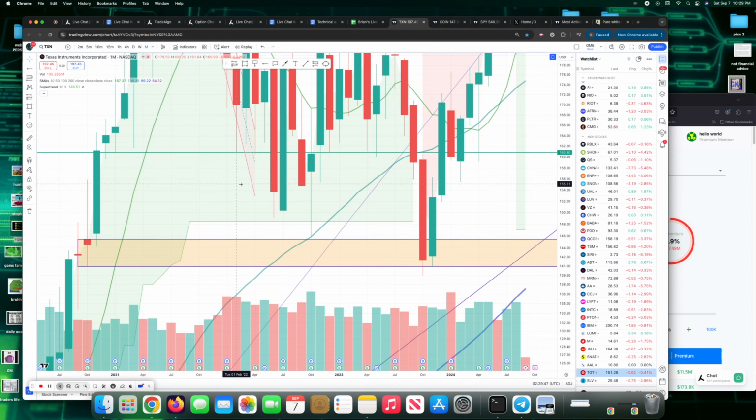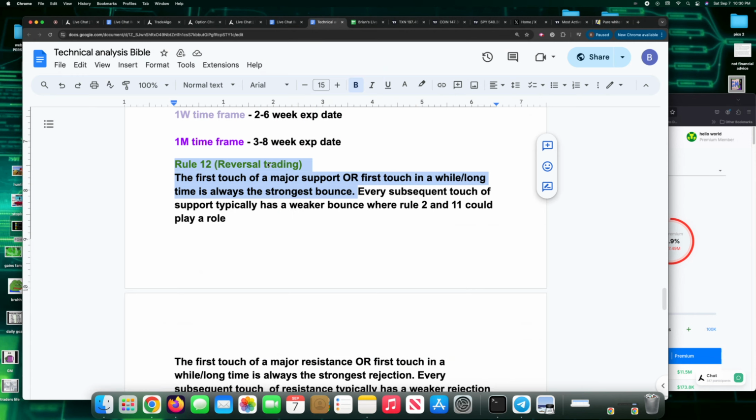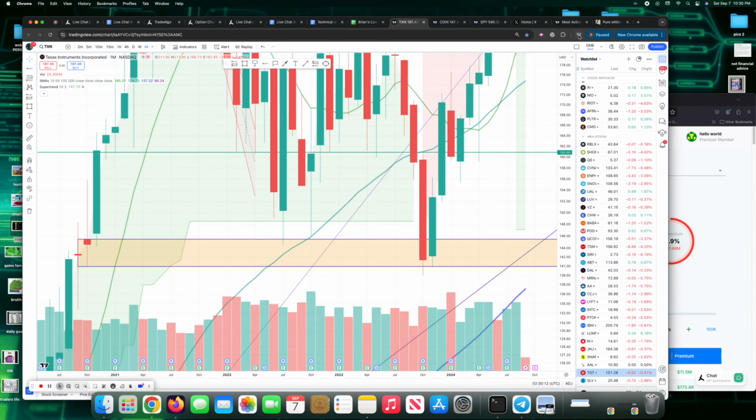Hopefully it's not too blurry. But see how I'm just bringing the price, and I'm going, what is it exactly? It's 145.47 or something like that. 145.47 is where I would grab a piece of this demand. See how it was created over here, and this is the first test. Remember the rule we just saw: the first touch of a major support is typically the strongest bounce. So where I would have grabbed a piece of the sucker is 145.47.